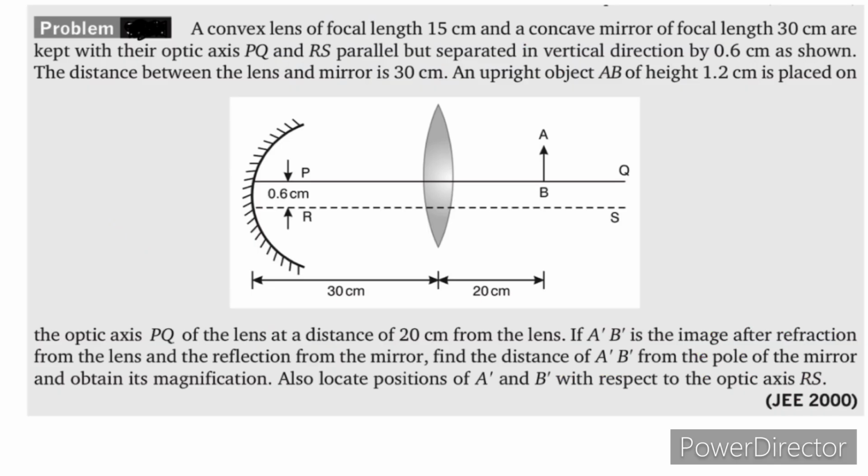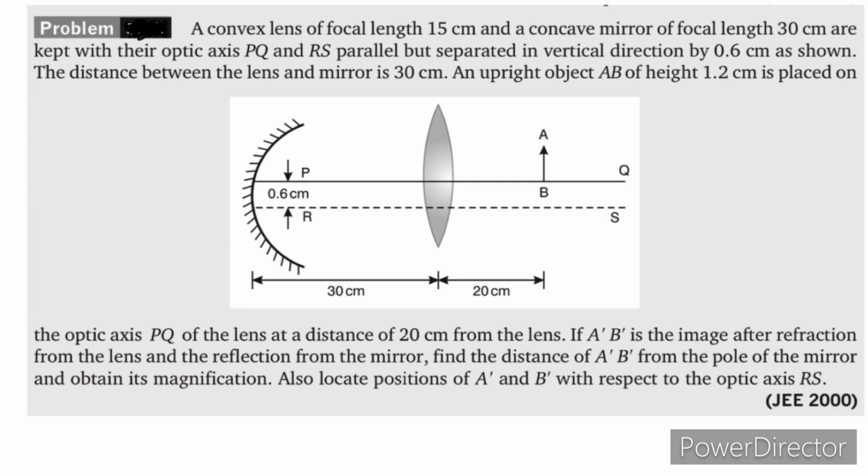The question is before you on your screen. I will read out the question for you. A convex lens of focal length 15 centimeter and a concave mirror of focal length 30 centimeter are kept with their optic axis PQ and RS parallel but separated in vertical direction by 0.6 centimeter as shown.